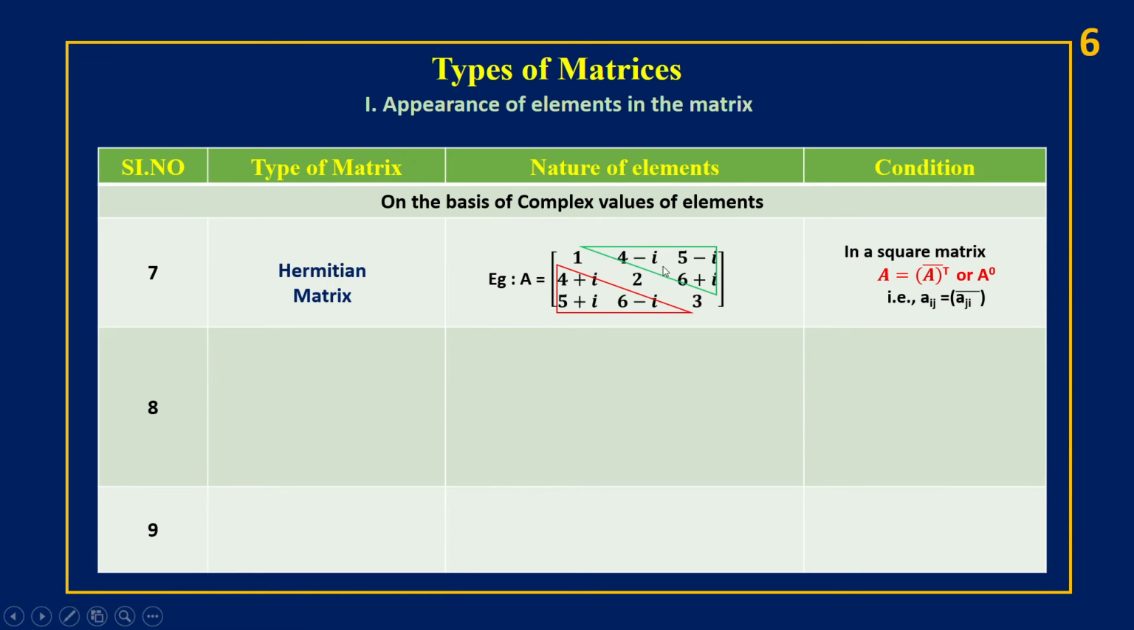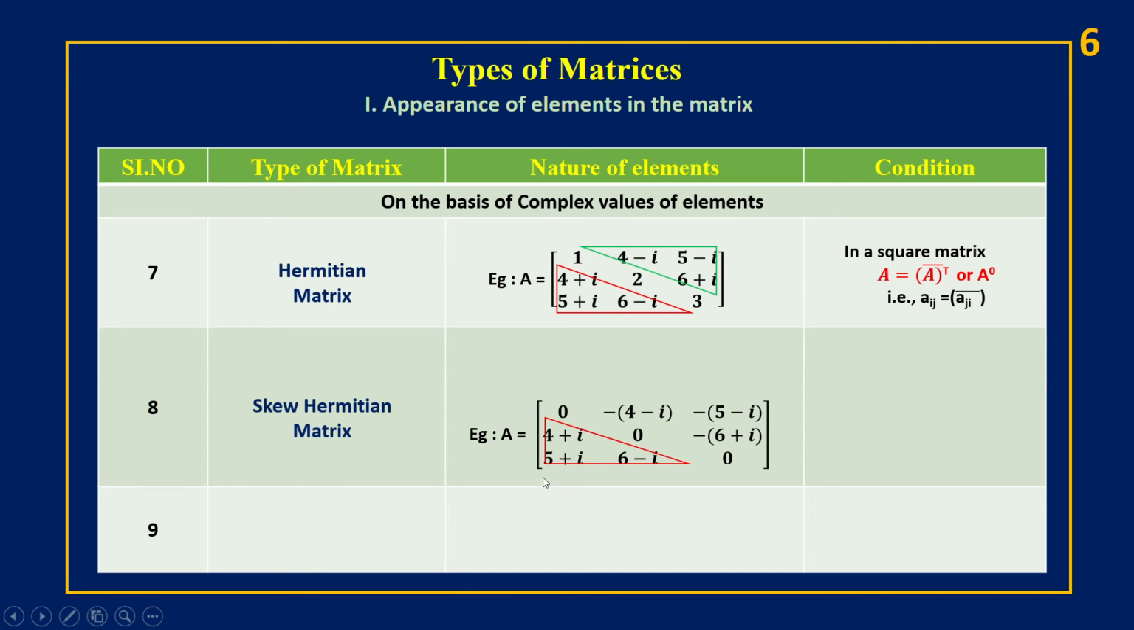Upper triangular elements will be the conjugate of lower triangular elements. So thus we can find whether the matrix is Hermitian or not. And like the skew symmetric, here also we can define the skew Hermitian matrix. Here I have taken the same example. Like the skew symmetric, here also negative of those values: negative of the lower triangular values will be the upper triangular values.